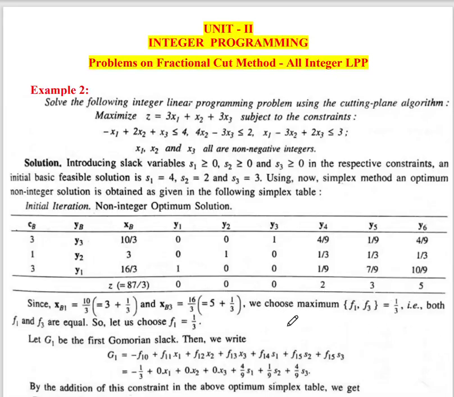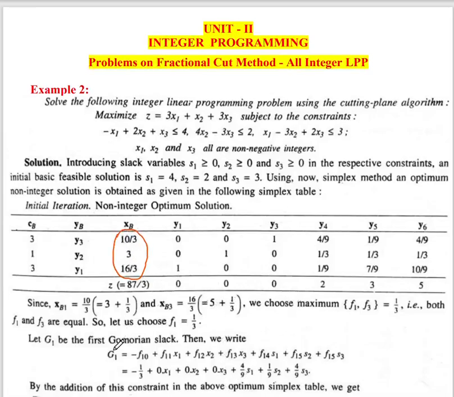But some values of the XB column are non-integer type, and therefore we can say that this table will not give the optimum solution. If all the values of Zj minus Cj are non-negative and all the values of the XB column are integer values, then we can say that this table will give the optimum solution. Here all the values of Zj minus Cj are positive or 0, but in the XB column some values are non-integer, so this table will not give the optimum solution.